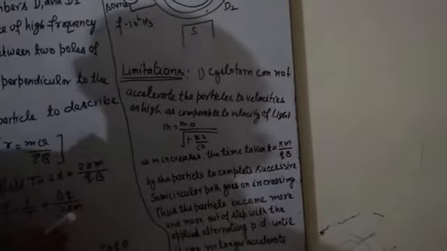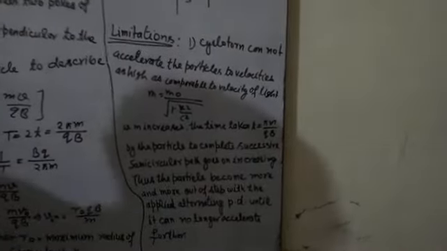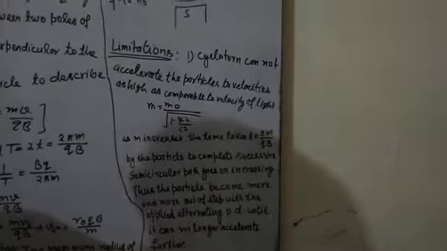Now the limitations. A cyclotron cannot accelerate particles to velocities comparable to the velocity of light. We cannot accelerate a charged particle whose velocity is very high compared to the speed of light. m equals m naught upon square root of 1 minus v squared by c squared, where m naught is the rest mass of the particle. As the velocity increases, m also increases.